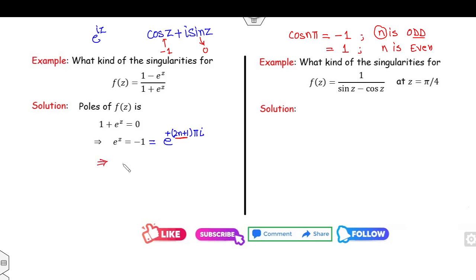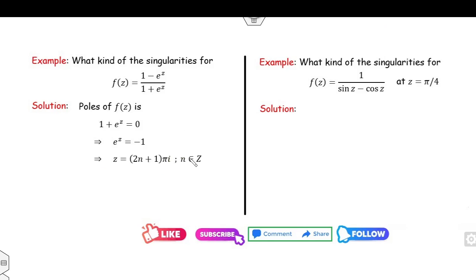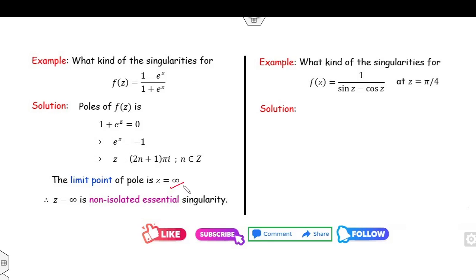So can you find the value of z? z is (2n+1)πi. Now again, for different values of n, it forms a sequence. So you can find the limit point of the poles, which comes to be z equal to infinity. Hence, the point at infinity is my non-isolated essential singularity.